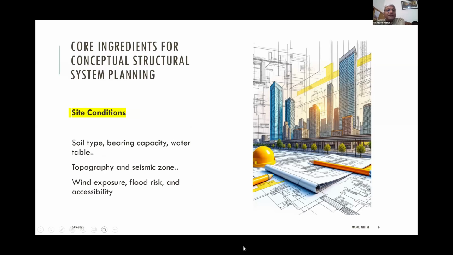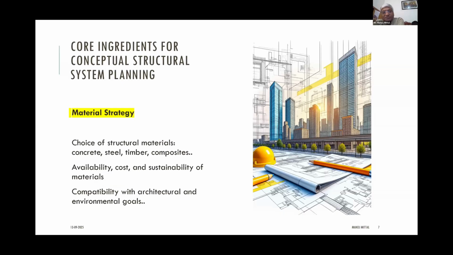This is very important. Then we also need to consider the site conditions: what kind of soil we have, what kind of bearing capacity, what is the water table, topography, seismic zone, wind exposure, all those things. Then we also need to decide on the material strategy: what kind of material we need to consider, concrete, steel, timber, and all those things, and also the cost, availability, sustainability, and compatibility with the architectural intent.